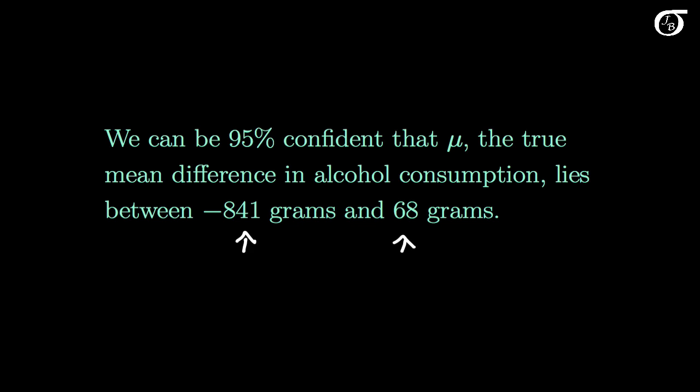Note that 0 is within this interval. So, according to this interval, 0 is a plausible value of the population mean difference. And so, based on the interval, there isn't strong evidence of an effect of this puerarin. But let's look at that more formally with a hypothesis test.